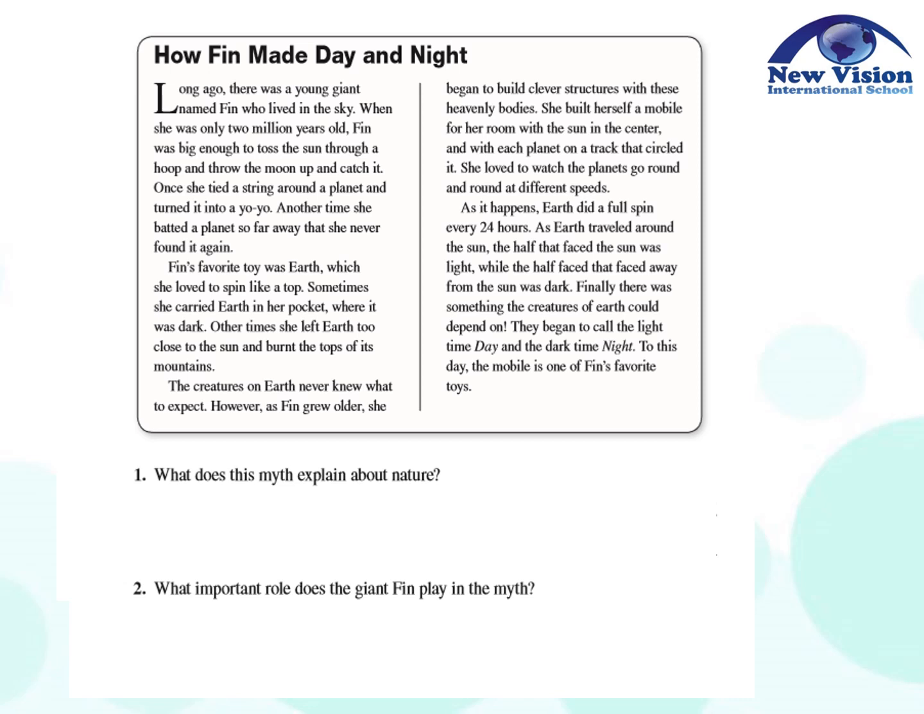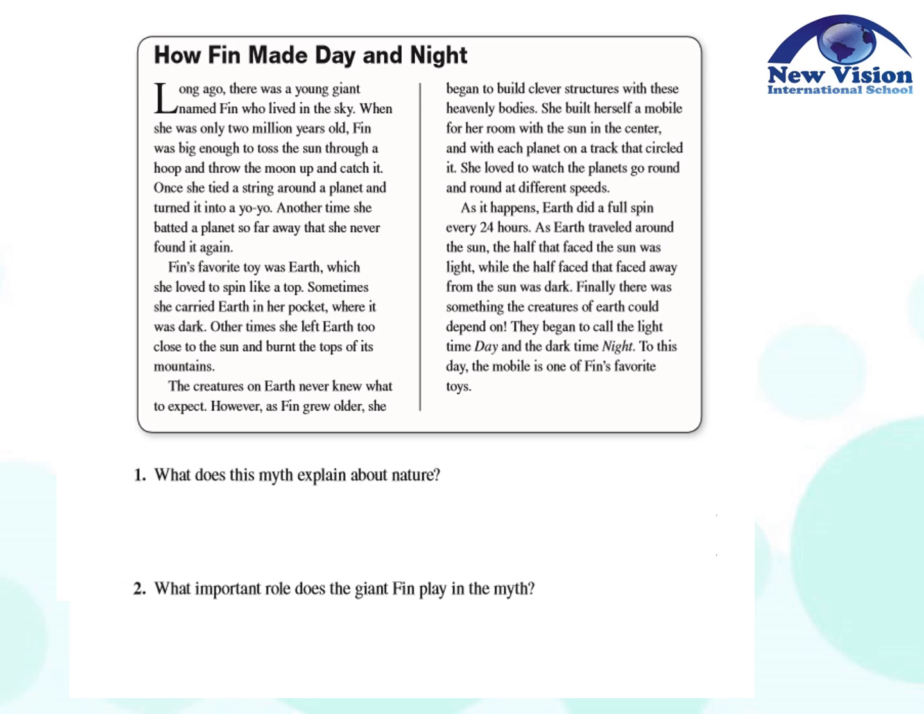Sometimes she carried Earth in her pocket, where it was dark. Other times she left Earth too close to the sun and burned the tops of its mountains. The creatures on Earth never knew what to expect. However, as Finn grew older, she began to build clever structures with these heavenly bodies. She built herself a mobile for her room with the sun in the center, and with each planet on a track that circled it. She loved to watch the planets go round and round at different speeds.